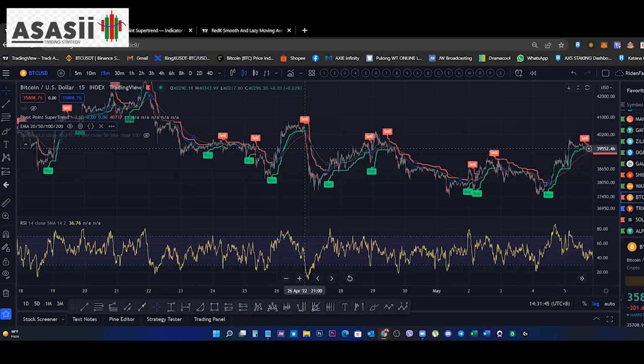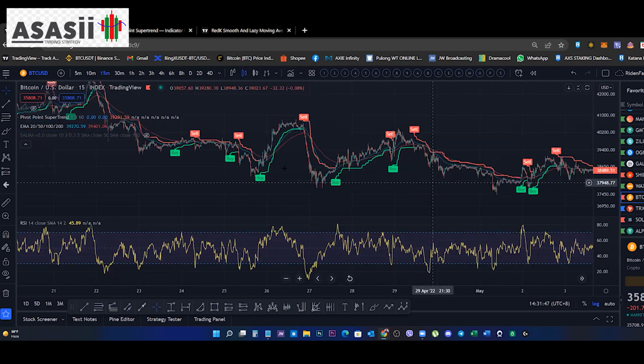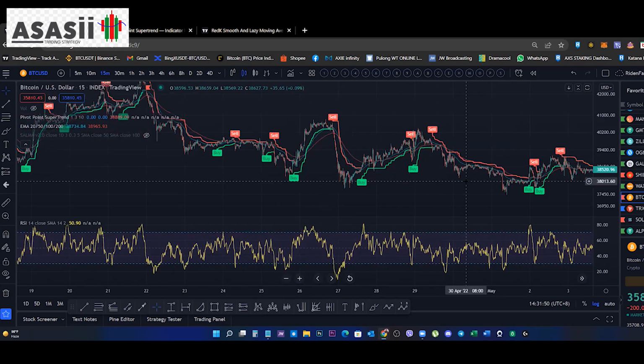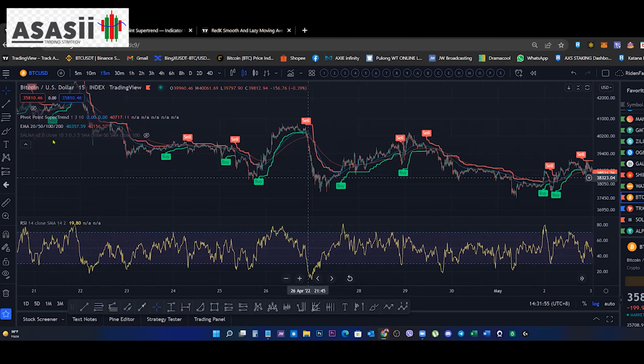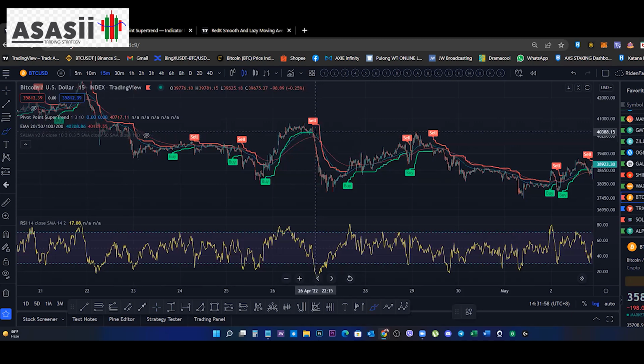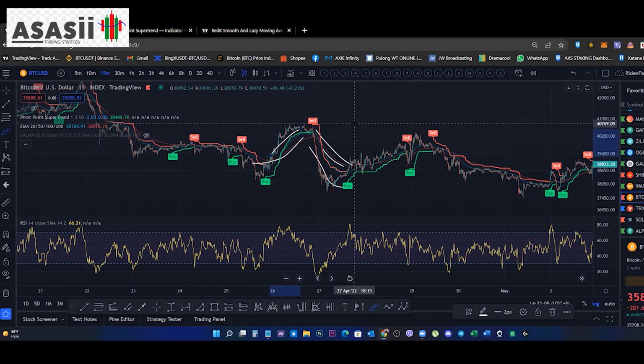The 50 MA and the 100 MA will act as support and resistance, and also you will know the trend. If you watch the video on the moving average, there is a clear explanation there. You will see that once it acts as a resistance, the price goes down. Once it acts as a support, the price goes up. I hope that is clear.